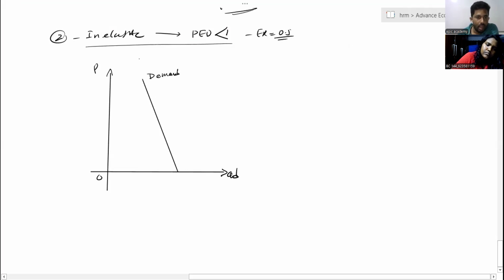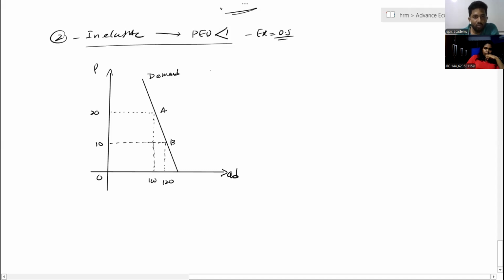Okay. I will point out 2 points. This is point A. This is point B. This is the price of 10. This is the price of 20. When the price equals 20, quantity demanded is 100. When the price equals 10, quantity demanded is 120.